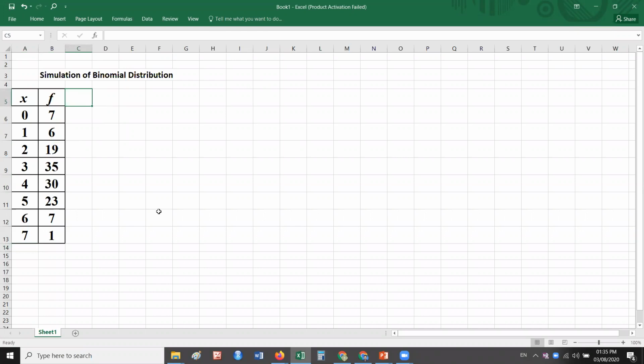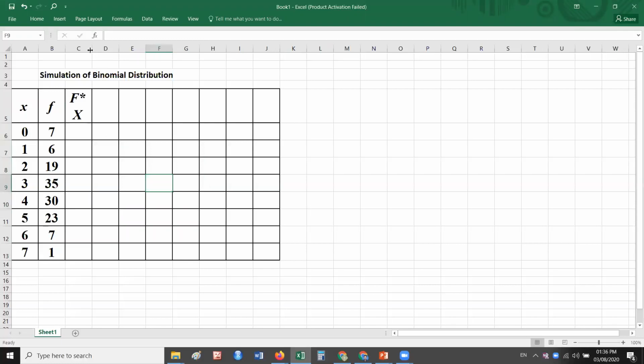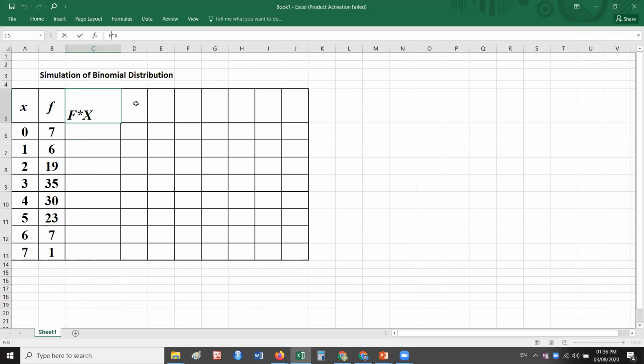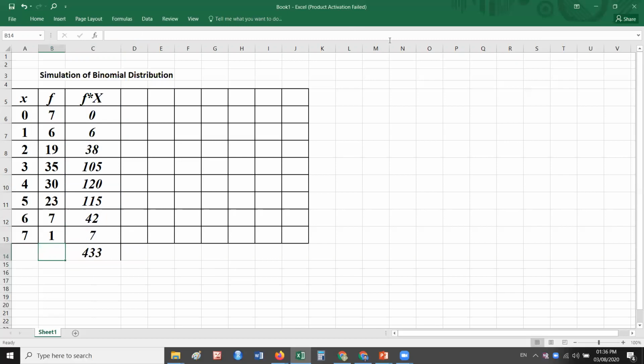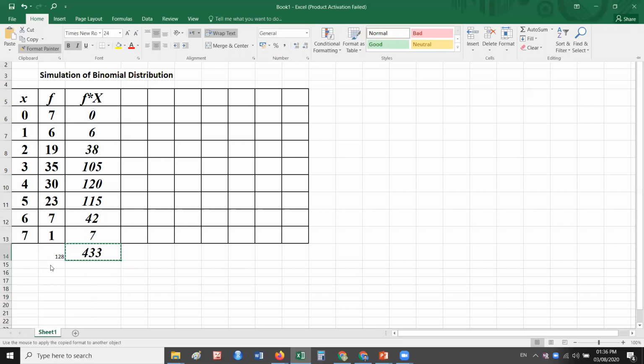How are N and P estimated? By the mean. So we have to construct a column which is fx. How is fx constructed? Fx means f times x. Fx is the product of the frequency with the variable x. In Excel, that can be obtained by multiplying this by this and taking the sum downward. The total will be calculated by just clicking on the sum button. Sum of fx is there. If the sum of fx is there, the sum of f is also required. It is 128 because the total observations are 128.